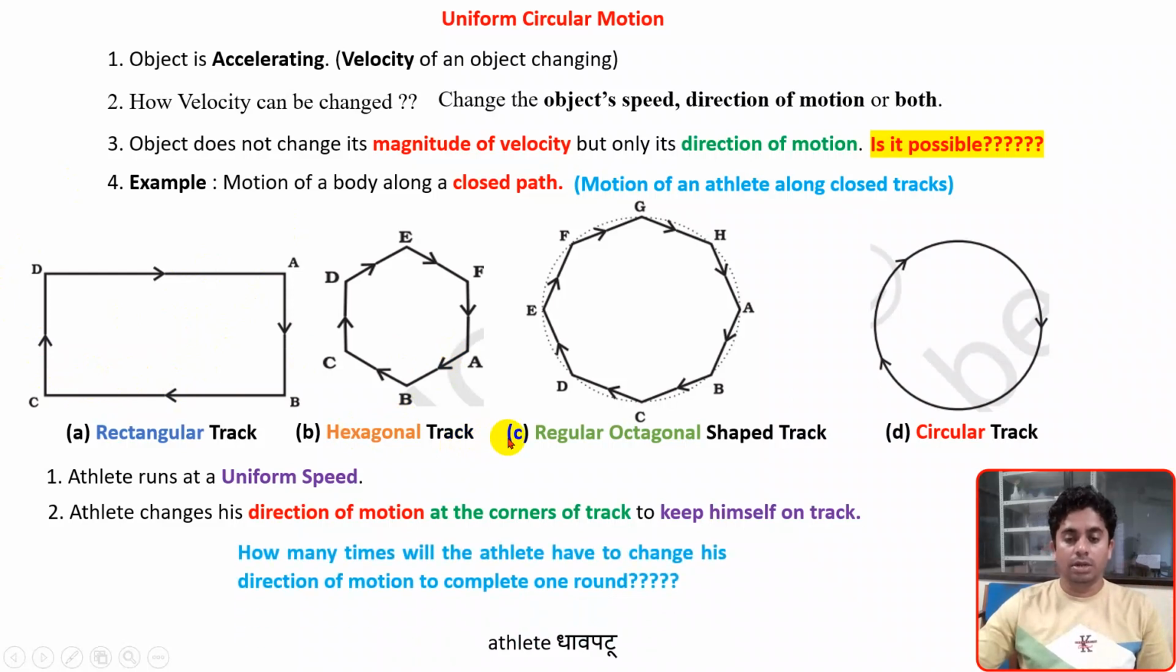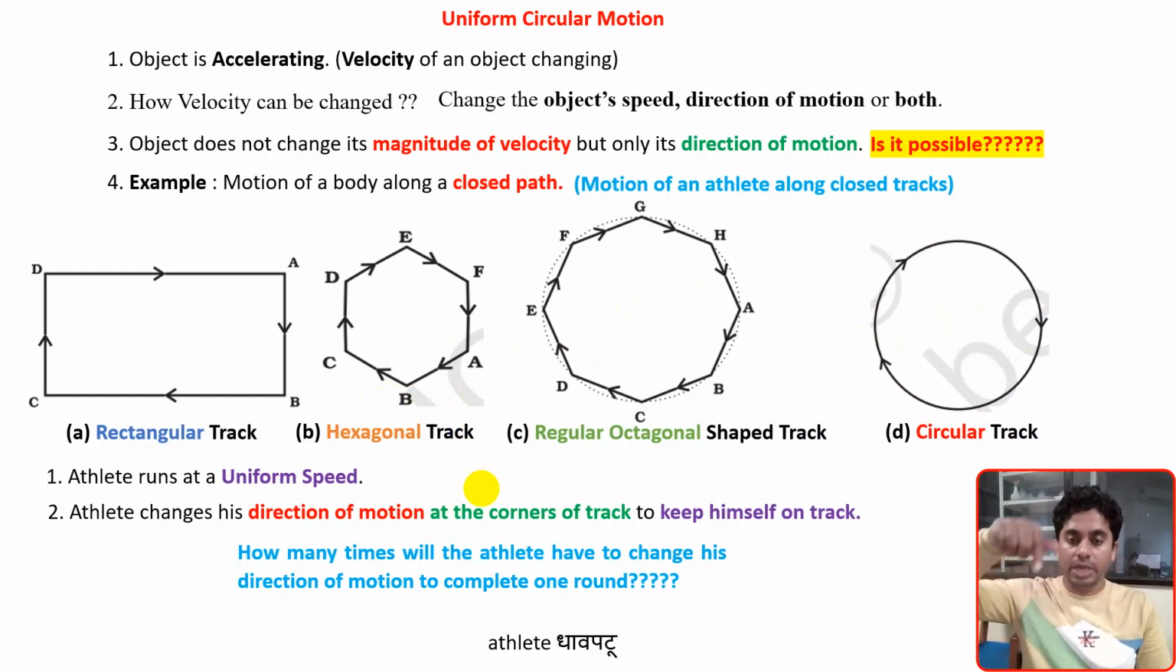Now the question raised is: how many times will the athlete have to change his direction of motion to complete one round? For each and every track individually: how many times for the rectangular, how many times for the hexagonal, how many times for the regular octagonal, how many times for the circular track. For each shape of track, how many times does he need to change the direction of motion to complete one round?